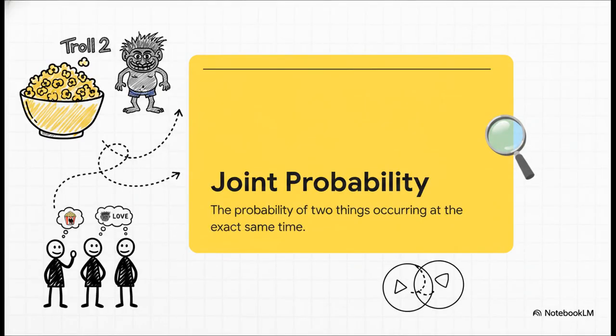First up, we need to look at joint probabilities. This is exactly what it sounds like: the probability of two things occurring at the exact same time. For instance, if we look at our data set and see that 3 out of 5 people both like popcorn and love Troll 2, our joint probability for that specific combination is just 3 divided by 5.